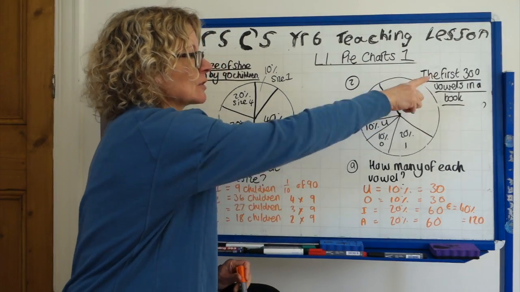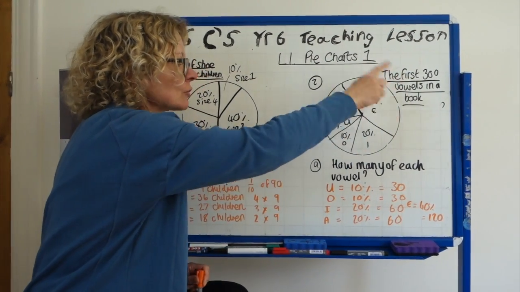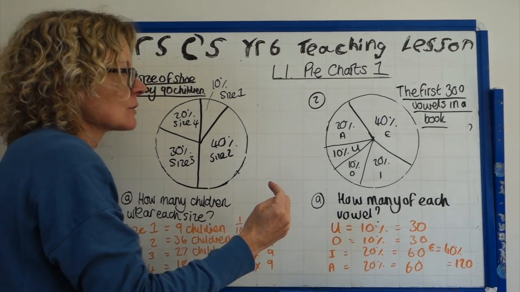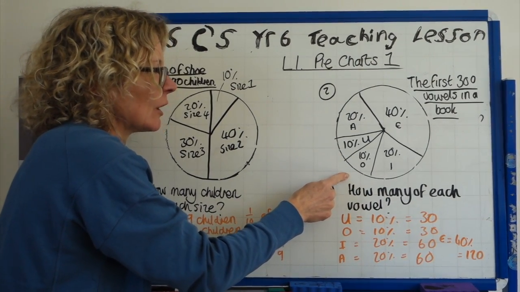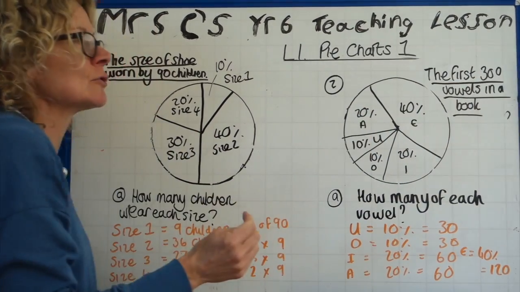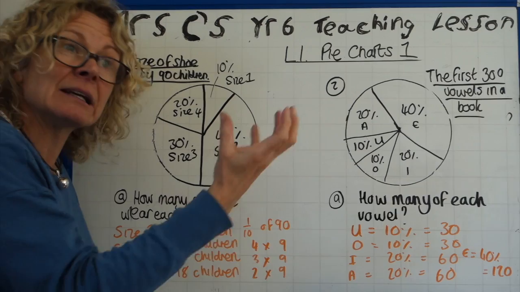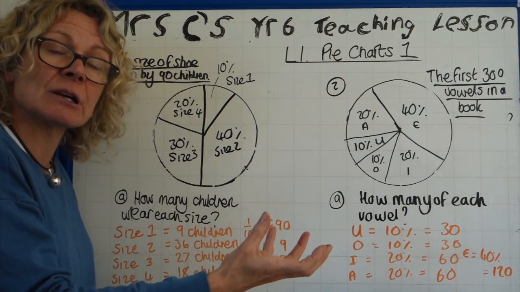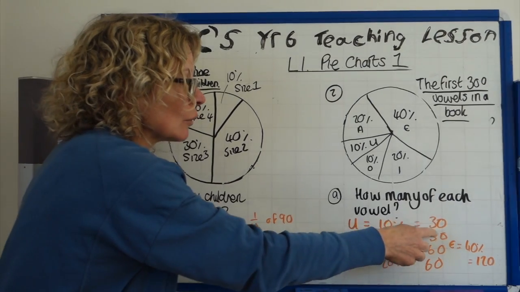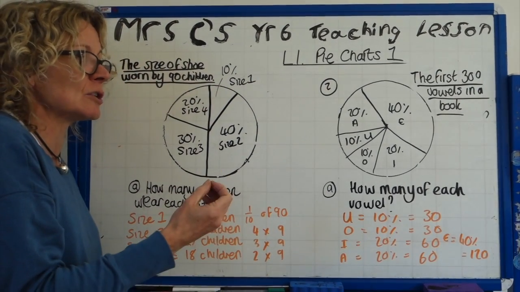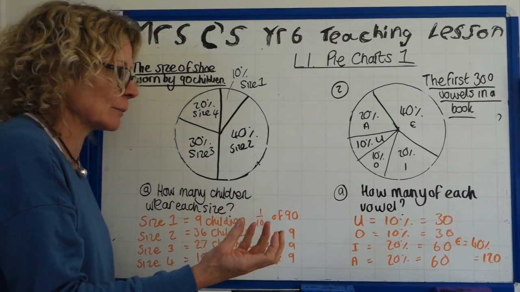And number 2, here we are. So you had your vowels, the first 300 in a book. So the pie chart represented 300 vowels, okay? So you were supposed to find out 10% of U and 10% of O. 10% of 300 is a tenth of 300, and that is 10 into 300. 10 into 300 goes 30 times, so therefore U and O were 30 letters each. There were 30 U's and 30 O's in those first 300 vowels of the book.